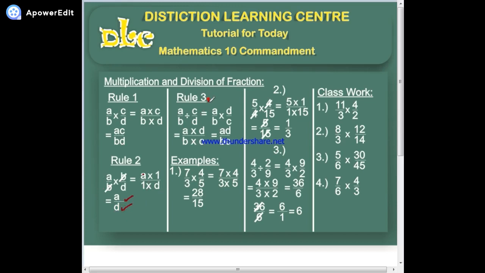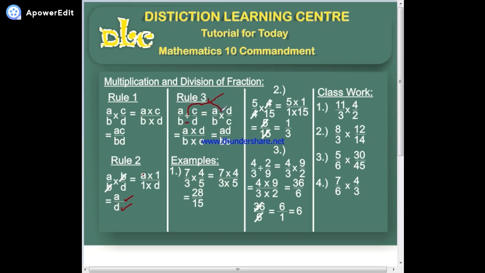Now, let's move to rule 3. Rule 3, we call it the reciprocating rule. This rule is about a situation where you want to divide a fraction by another fraction. How are you going to solve it? The rule is that you first write out the first fraction, that is A over B. Then this divide sign, we change to a multiplication sign.